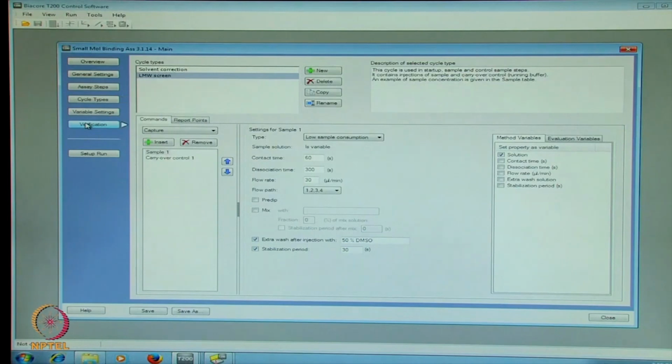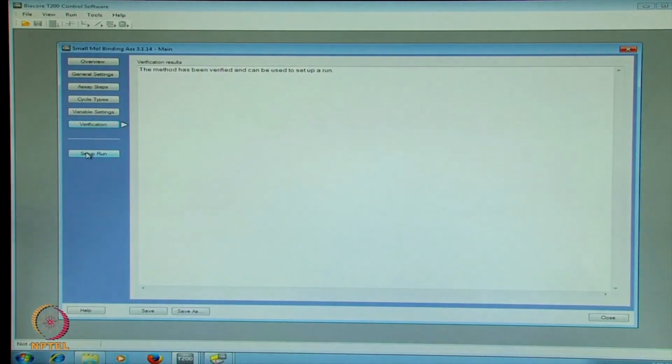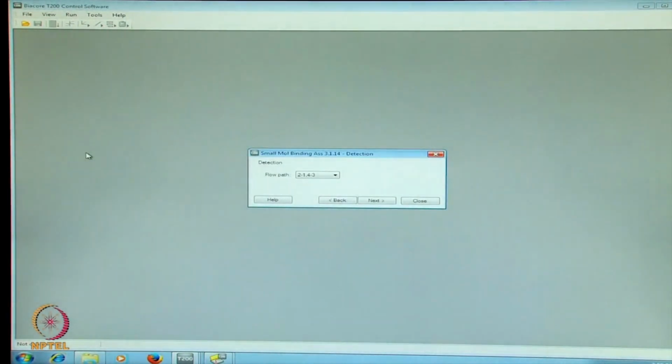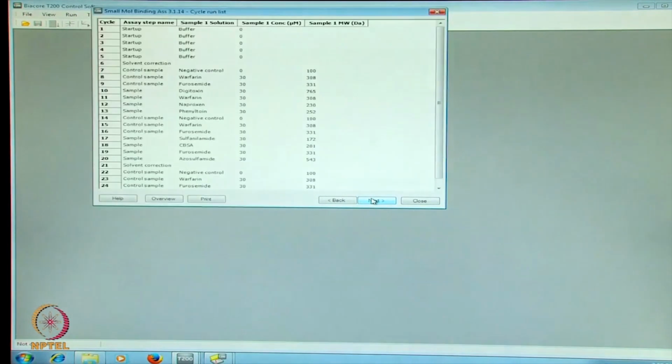We verify this method and set up a run in which active surface 2 is subtracted from reference surface 1, and active surface 4 is subtracted from reference surface 3, and we have the following set of experiments set up here.